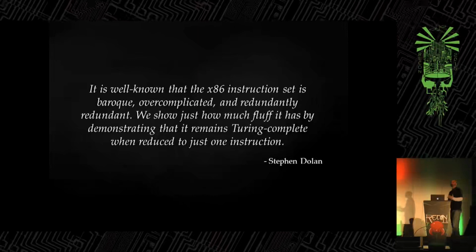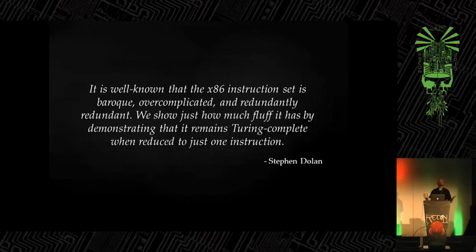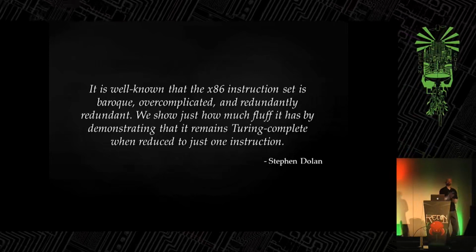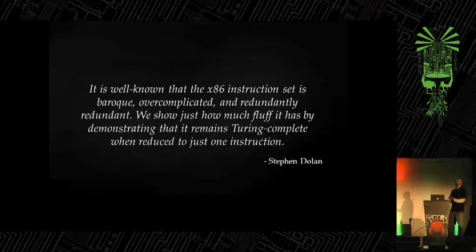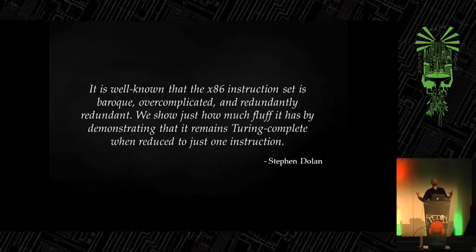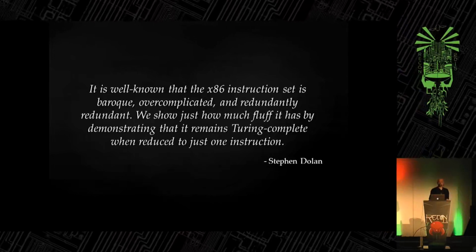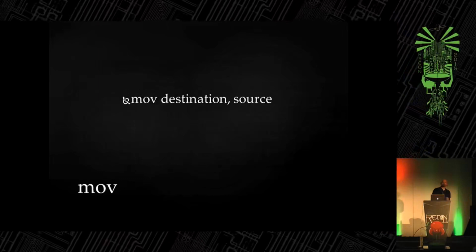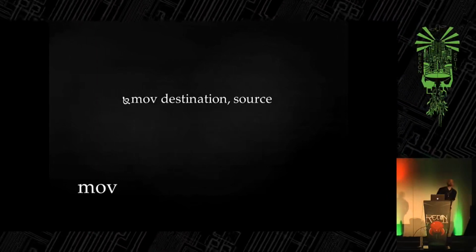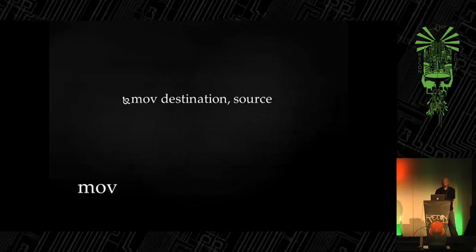I thought, I've been using x86 for a decade, and I didn't know one of these instructions in this architecture was Turing complete by itself. What instruction is this, Dolan? What magical, powerful instruction is so awesome that it is Turing complete on its own? And it turns out it's the move instruction. The simplest instruction in the entire architecture, moving data from one place to another, is apparently Turing complete.